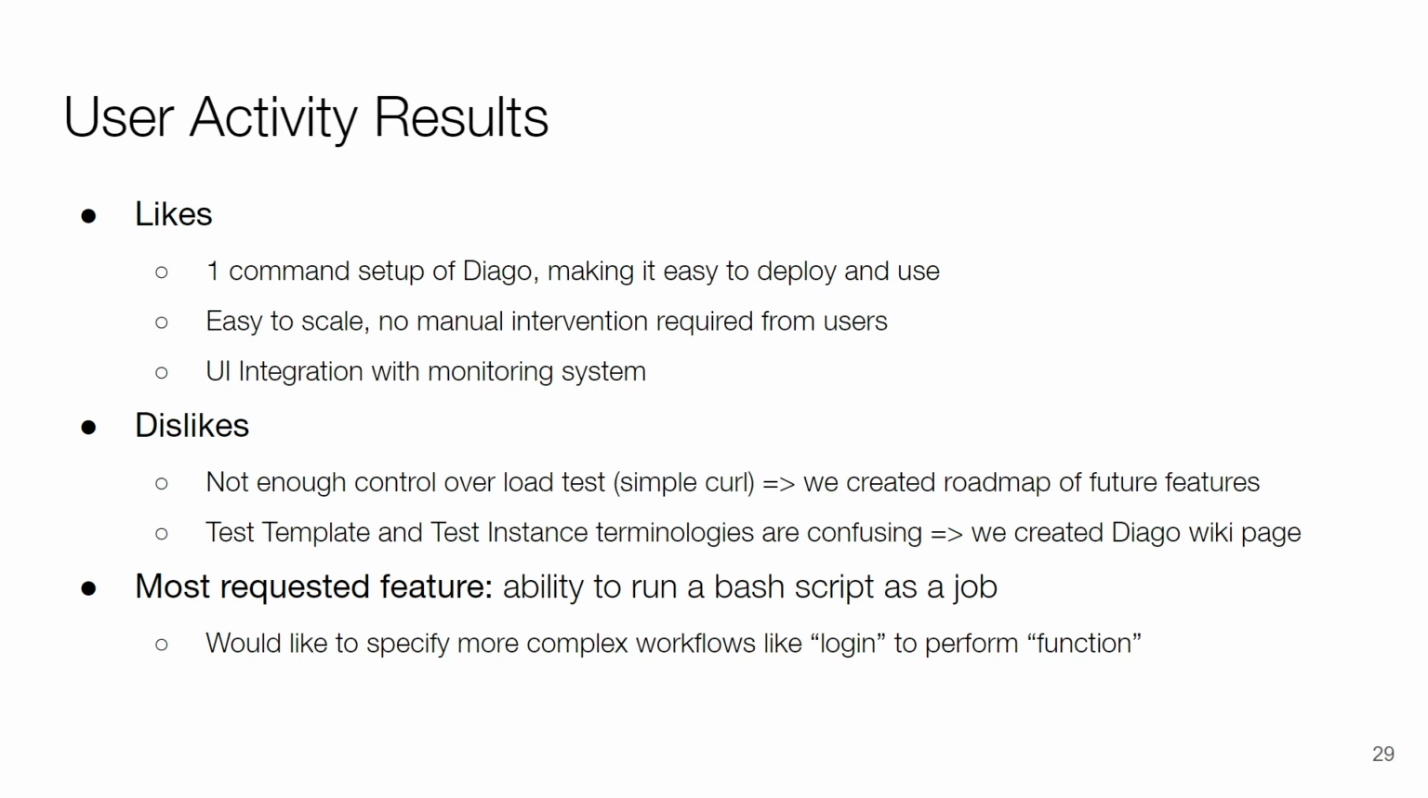Another feedback we got from one of our testers is that the terminology of test template and test instance is quite confusing sometimes. We have since added a clarification on these terminologies on the Diago wiki page. Finally, we found two of our testers both requesting for the ability to run a bash script as a job. They wish to conduct more complex sequential workflows, such as logging into a page and then perform function XYZ.